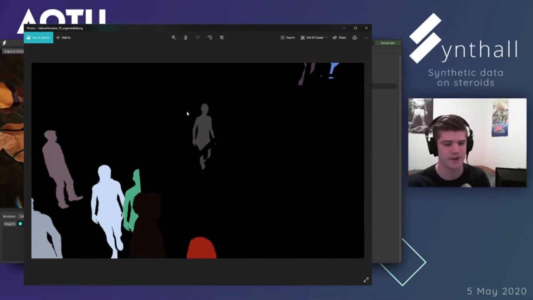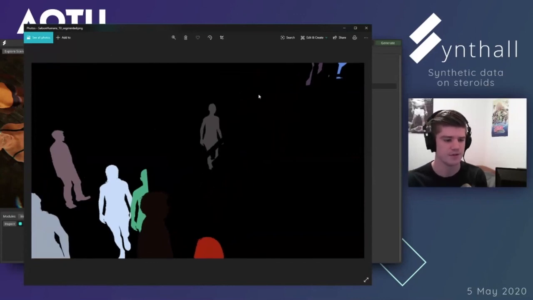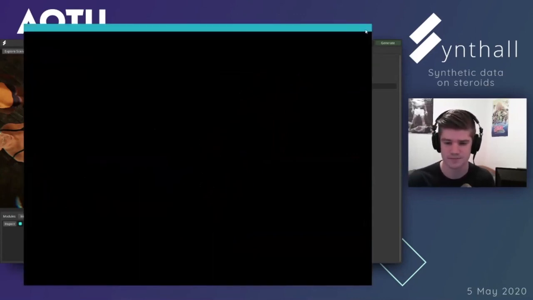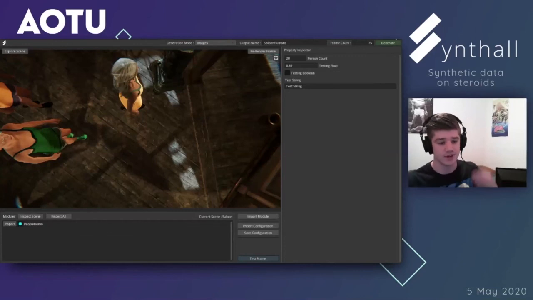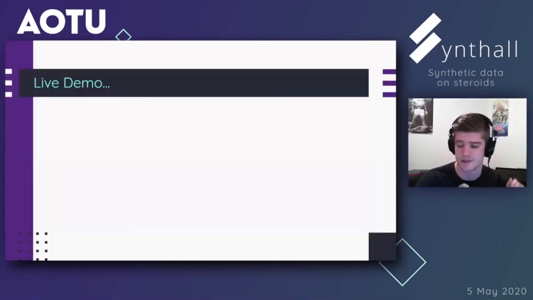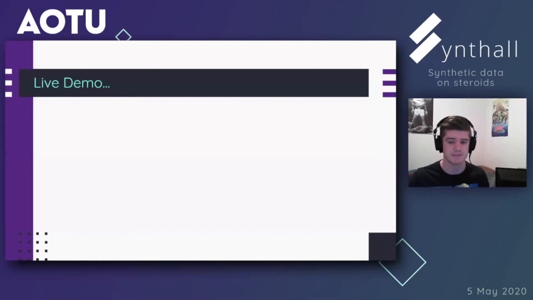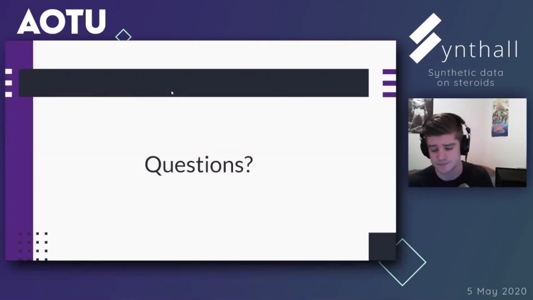So that's just sort of the rough overview of what we're doing with Synthall and what Synthall can do. Let me go ahead and close this out. All right, so I'll close out Synthall as well here. As you can see, Synthall can do a ton of different things. It can be programmed and expanded to make whatever you need for your synthetic data purposes and help you train your network better in the end.